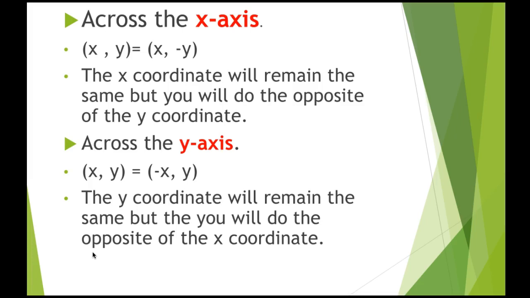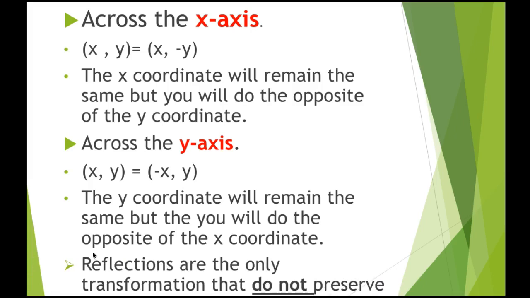Let me say this again. The negative sign does not mean negative. It means the opposite. So when we're talking about the x-axis, it's x, the opposite of y. When we're talking about reflection across the y-axis, it is the opposite of x, and y is going to remain the same. Let's look at this.